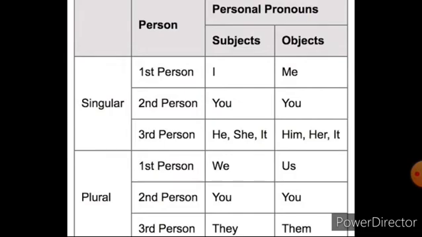And then don't go for the object column, children. First listen to the singular and plural, person, and then personal pronouns. Only look at the subject column. Afterwards I will explain this object. First listen to this subject. Singular means only one, plural means more than one. In the singular, the first person refers to himself or herself. That is the first person, I. And then second person.